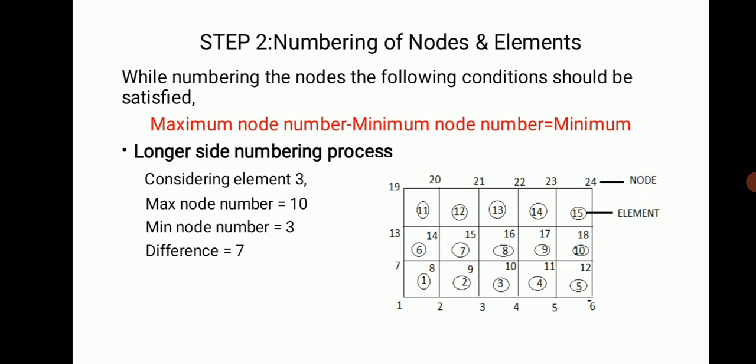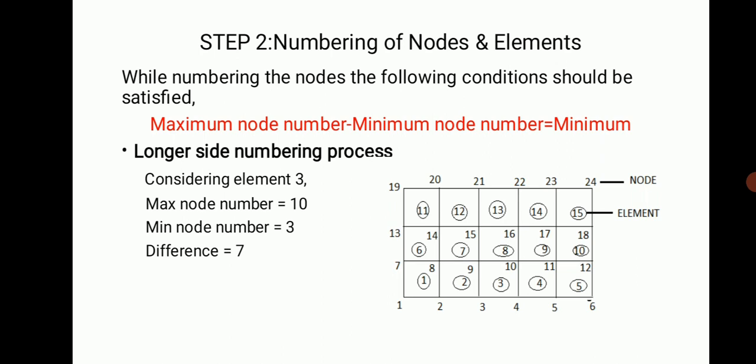The numbering process is most important since it decides the size of the stiffness matrix and it leads to the reduction of memory requirement. While numbering the nodes, the following condition should be satisfied, that is, maximum node number minus minimum node number should be minimum. So there are two types of numbering process, that is longer side numbering process and shorter side numbering process.